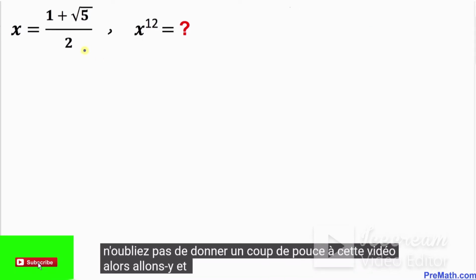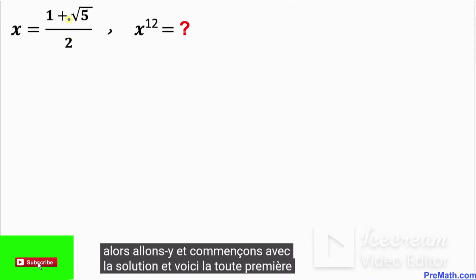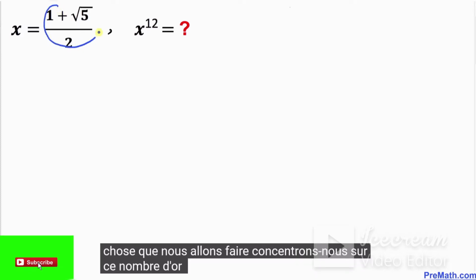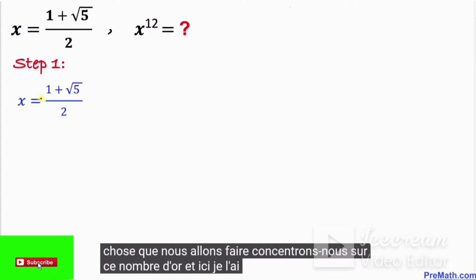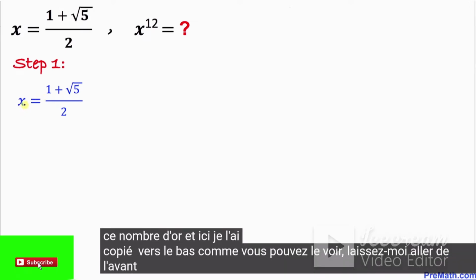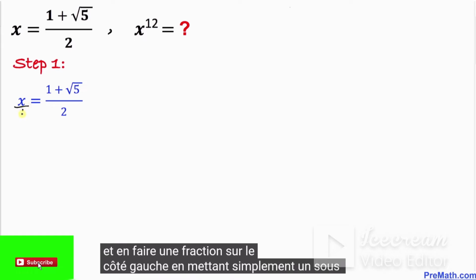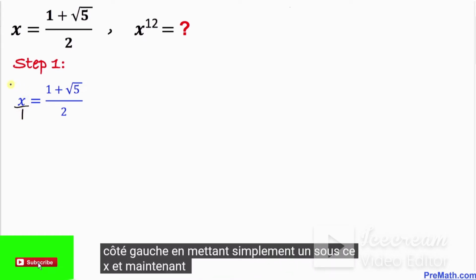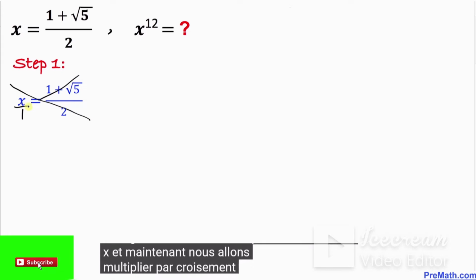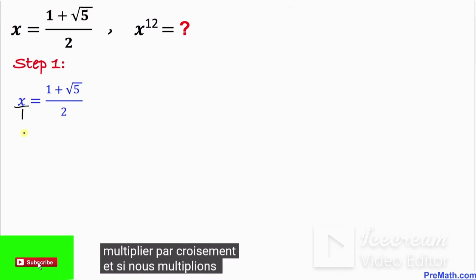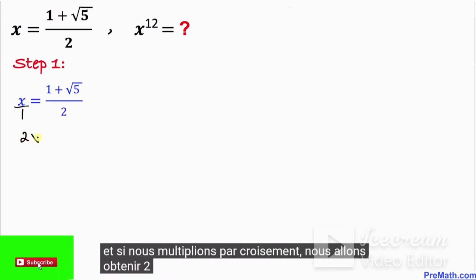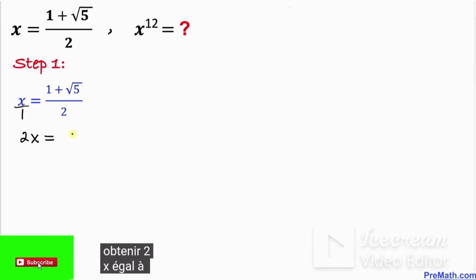So let's go ahead and get started with the solution, and here's the very first thing we are going to do. Let's focus on this golden ratio, and here I have copied it down. Let me make it a fraction on the left hand side by putting 1 underneath this x, and now we are going to cross multiply. If we cross multiply, we are going to get 2x equals 1 plus square root of 5.